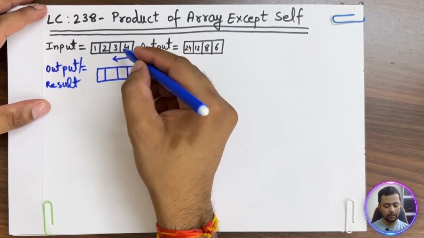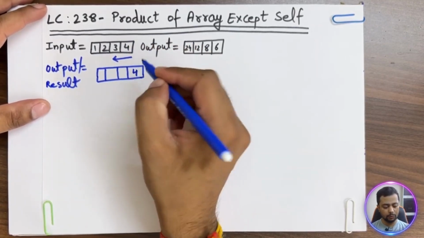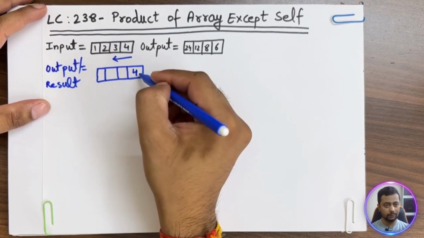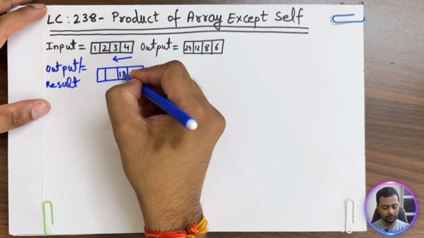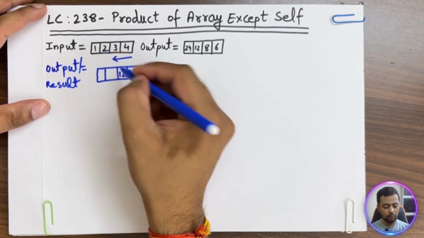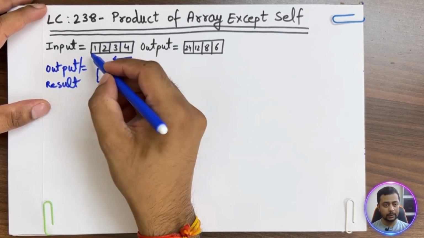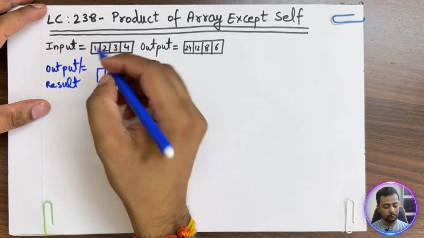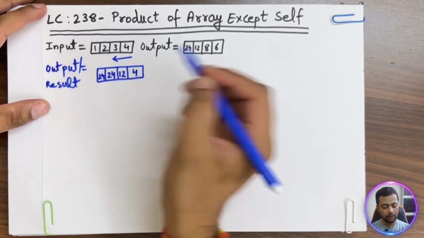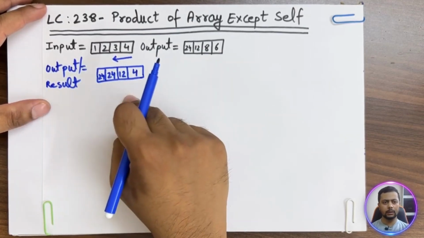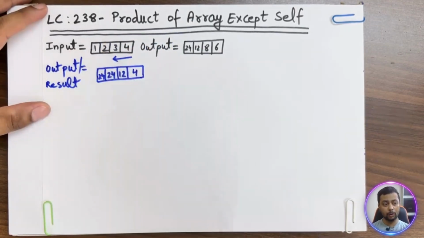So let's see what will happen. I will put over here 4, then I will come to this position, so I will multiply this with the previous element. I will put 12, then when I come to 2, I multiply with 12, it becomes 24, then I will multiply 1 with 24, and I will again put 24. So right now my result array is basically holding the product of the array elements from the right side.